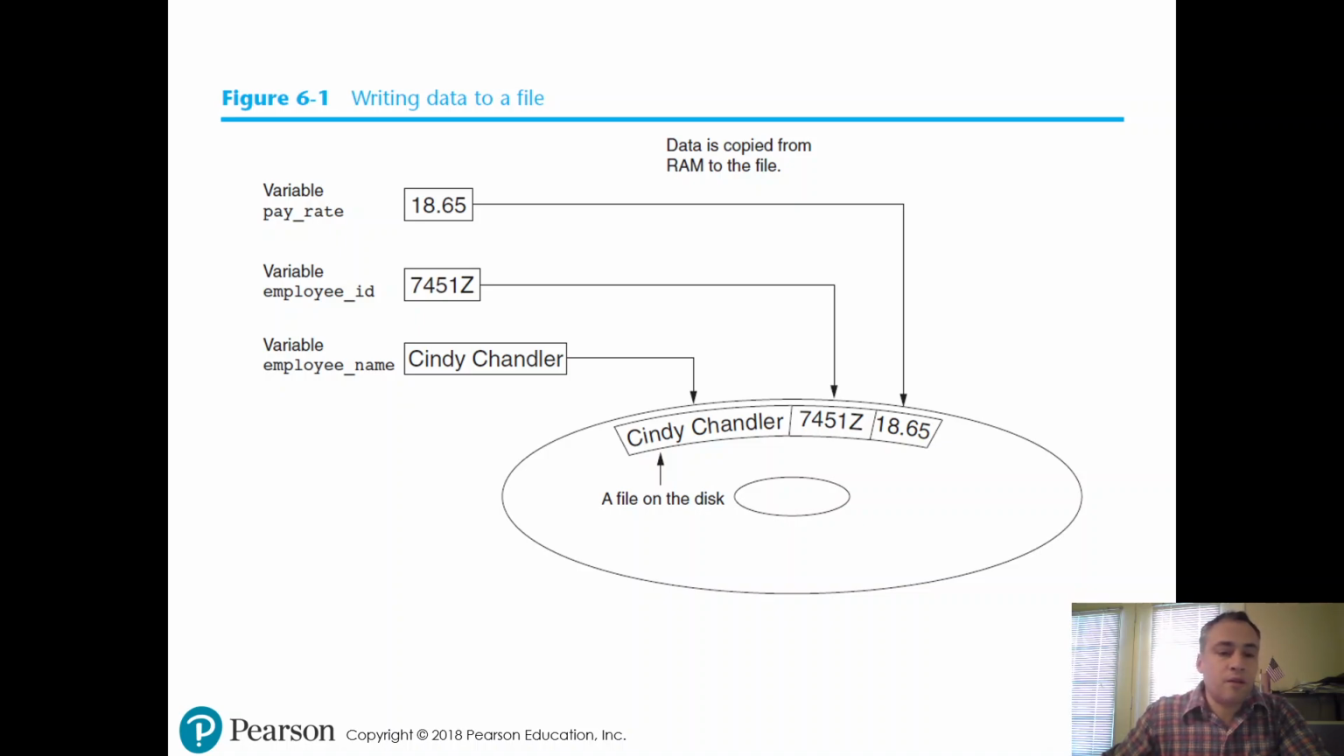Exactly what those variables are and how we obtain or define them is really not very important. It could be from user input. It could be from a different file. At this point, pay rate is equal to this, employee ID is equal to that, and employee name is equal to the third string over here. And we want to put it on a disk.